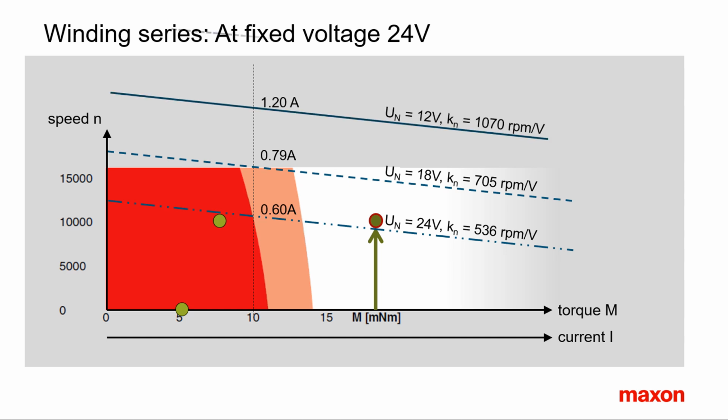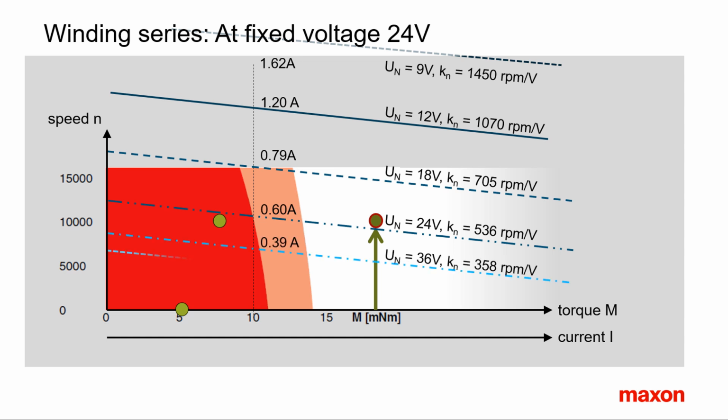The windings with 12 or 9 volt nominal voltage won't make good use of the 24 volts available, and the currents needed are even higher. The remaining two windings with higher nominal voltage cannot reach the required speed because the speed constant is too low. In other words, the winding selection is a matter of calculating the minimum speed constant required to reach the speed under load.